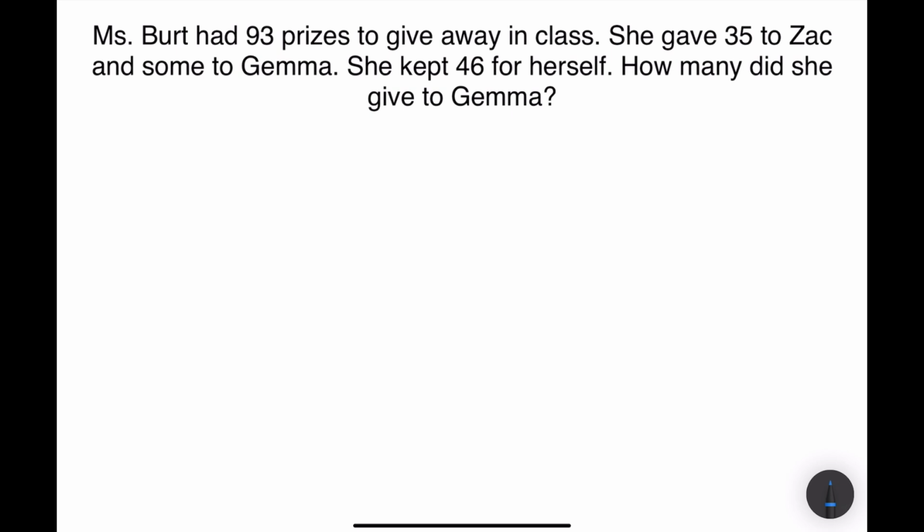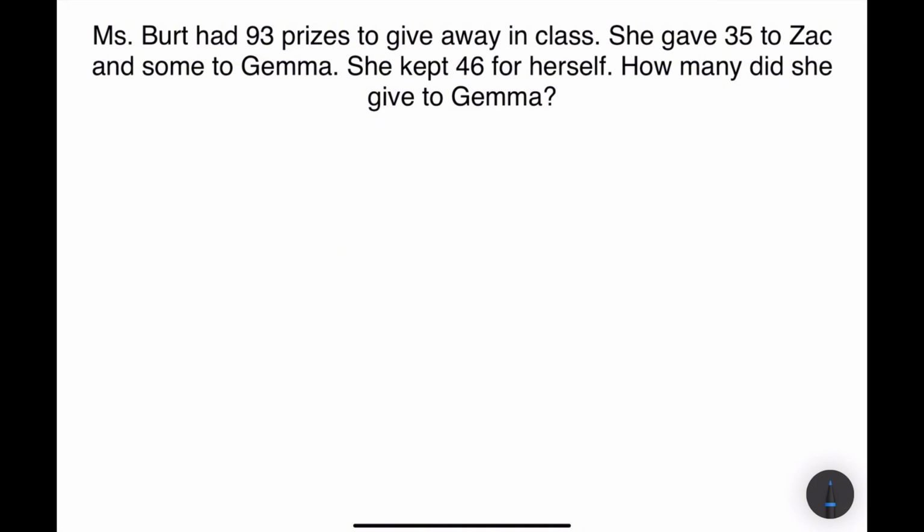All right, the first time I read this story, I want you to just picture what's going on. I don't want you to try to solve anything. It says, Miss Burt had 93 prizes to give away in class. She gave 35 to Zach and some to Gemma. She kept 46 for herself. How many did she give to Gemma?